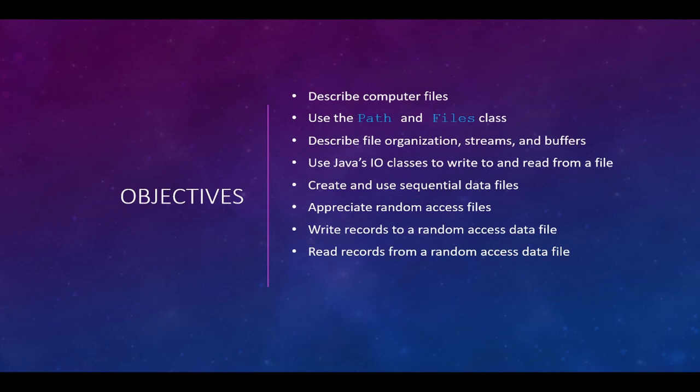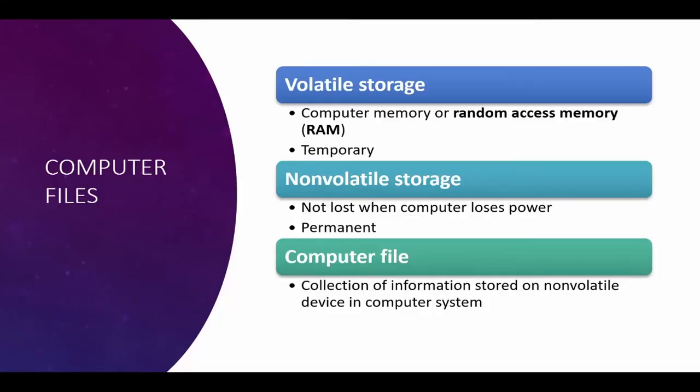We're going to use Java's I/O classes to write and read from a static file. We're going to create and use sequential files. We're going to investigate random access files. We're going to learn how to both read and write to a random access data file using Java. So first, let's look at computer files as a whole.